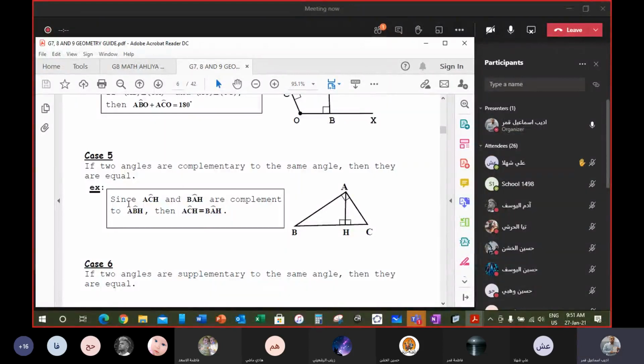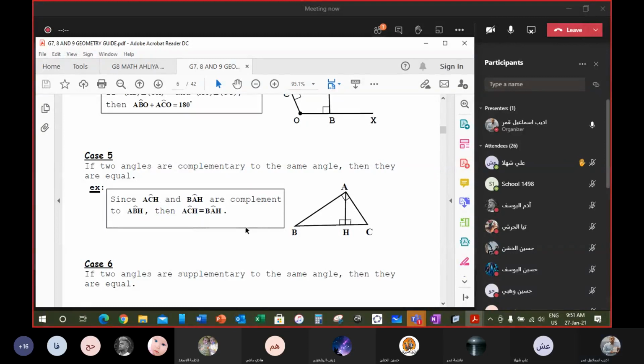If two angles are complementary to the same angle, then they are equal. Okay, since ACH and BAH are complement to ABH, here we have ACH plus ABH equal to 90 degrees. They are complementary.